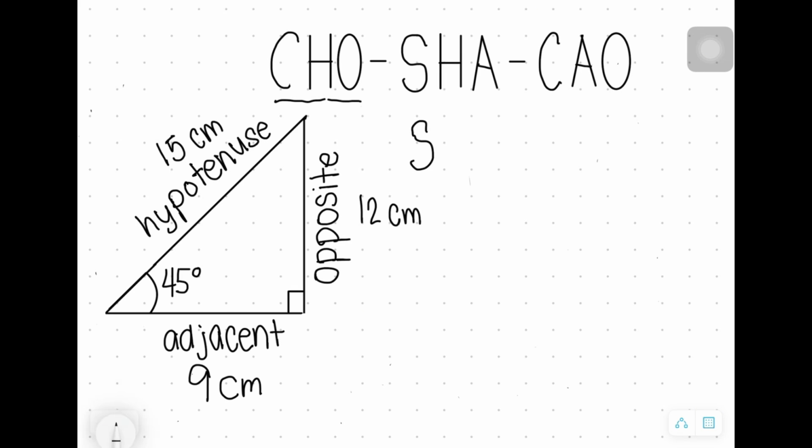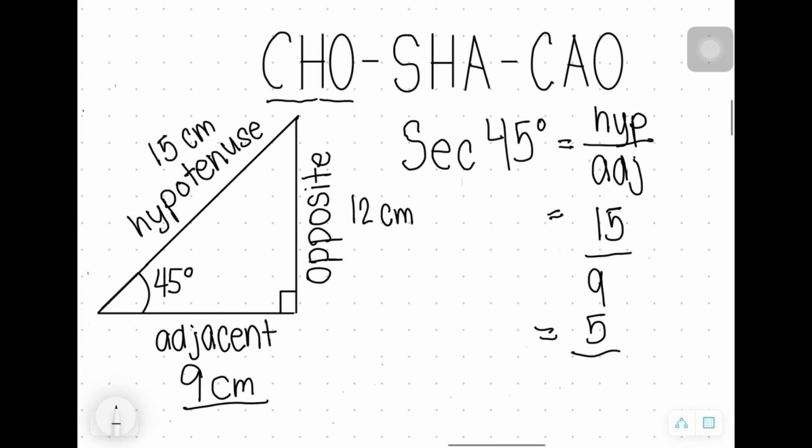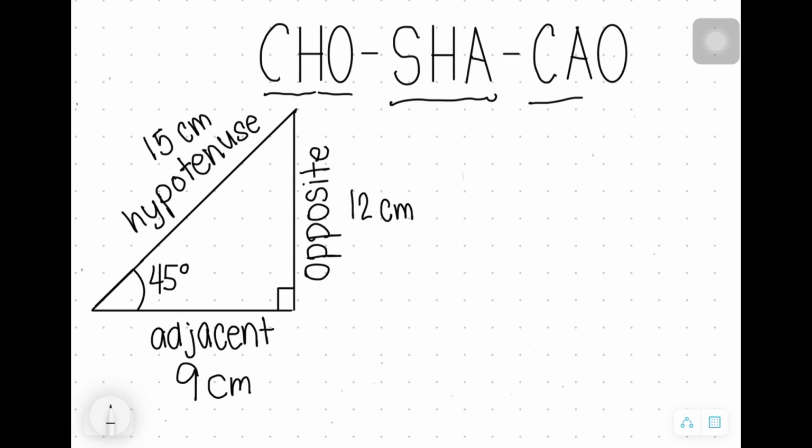Next example, let's solve for the secant of a 45 degrees angle. Looking at the triangle, the hypotenuse is 15 and the adjacent side is 9. So secant of 45 degrees equals 15 over 9. Simplifying, we get 5 over 3. Therefore, the secant of a 45 degrees angle is equal to 5 over 3.